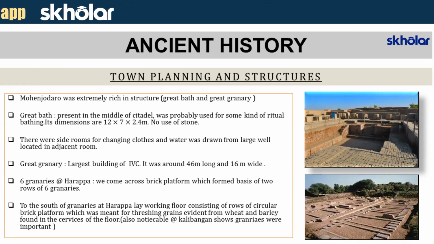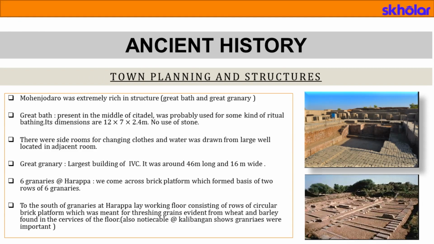Mohenjo-Daro was extremely rich in structure. It had two most important structures of the Indus Valley civilization, that is the Great Bath and the Great Granary. The Great Bath was present in the middle of the citadel. It was probably used for some ritual bathing. No stone was used in the Great Bath. It was wholly made up of burnt bricks. There were side rooms for changing clothes and water was drawn from the large well located in an adjacent room. Great Granary, the largest building of Indus Valley civilization, was located in Mohenjo-Daro.